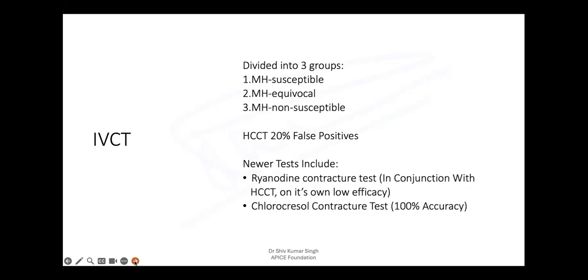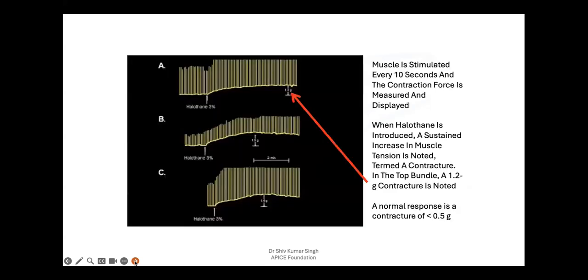But there is something called the chlorocresol contracture test, which has got much higher accuracy, almost 100% accuracy. So that is a newer development in testing. So how is the testing done? This was one of the questions actually asked.